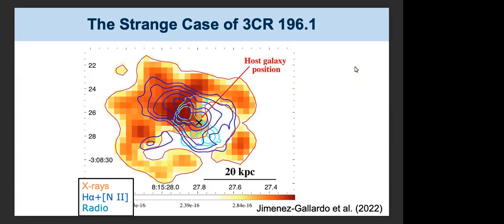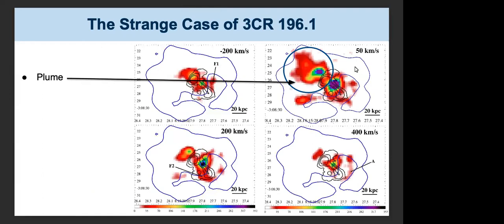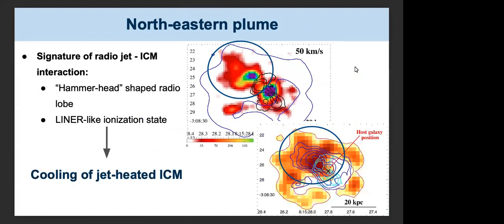So we took a look a little bit deeper into the MUSE observations for this galaxy. And we found a lot of different features that actually deserve in-depth study. So first of all, we see this plume of ionized gas in the northern part of the galaxy. And this plume actually coincides with the position where we have the peak in the X-rays. And it's also expanding after the position of the base of the radio jet. This, together with this characteristic hammerhead shape of the radio lobe and the LINER-like ionization state of the ionized gas, make us believe that this is actually a case where we're seeing the interaction between the radio jet and the ICM. And the ionized gas is due to the cooling of the jet-heated ICM.